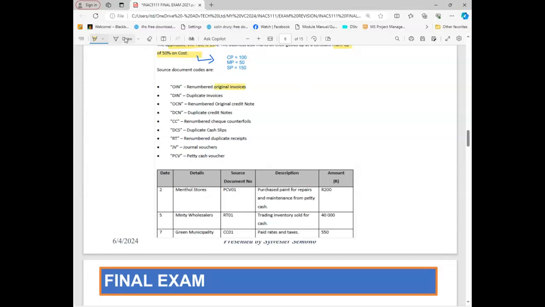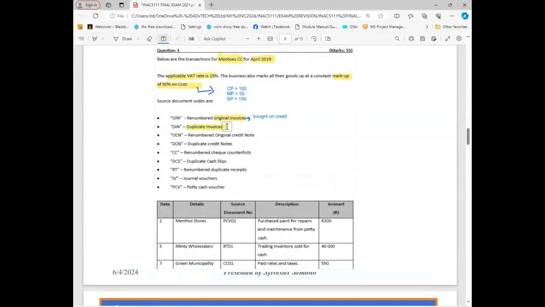it means we are the ones who received the original invoice. Meaning here we bought, let me just write it down. This one means we bought on credit. And if they say duplicate, let me just highlight the duplicate invoice, we were selling. So here it means we sold on credit. So you need to make sure you know how to do that.